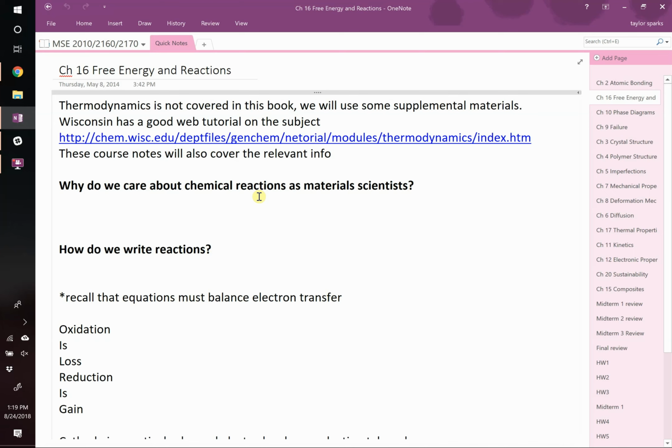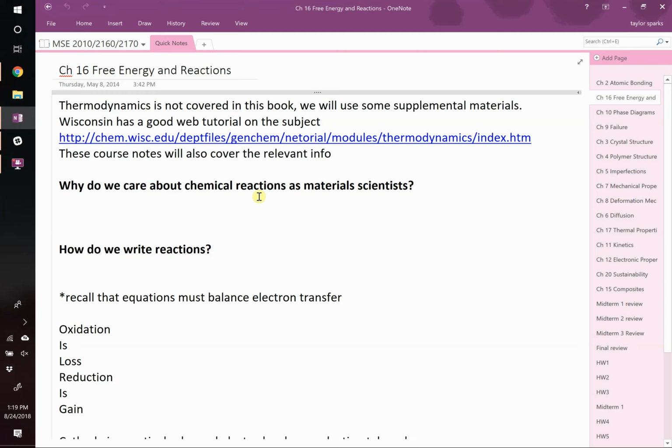Now that said, the book doesn't have a free energy chapter. They just do electrochemistry. So we've provided you some additional readings if that's helpful for you. I'll say that everything you need to know is in these class notes. I'm not going to go into super depth on this. We're just going to introduce concepts, right?